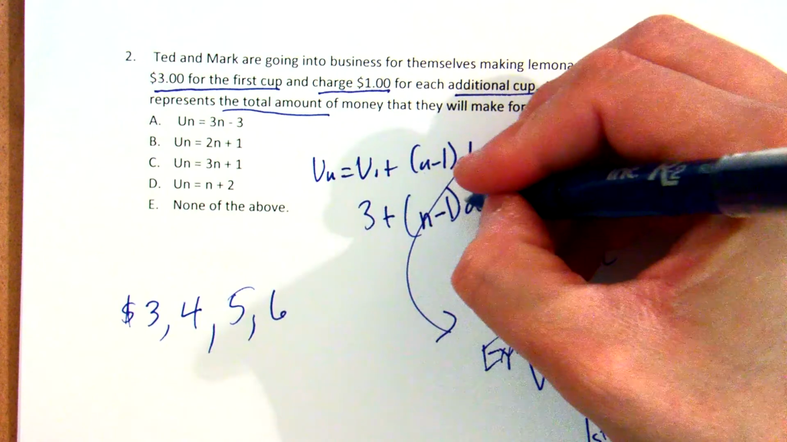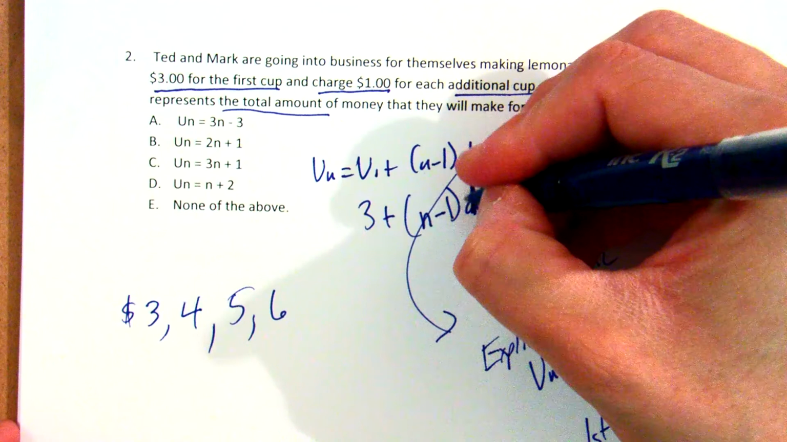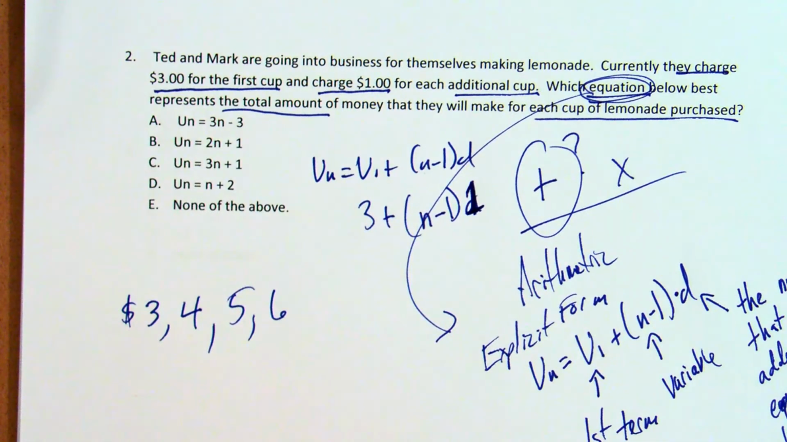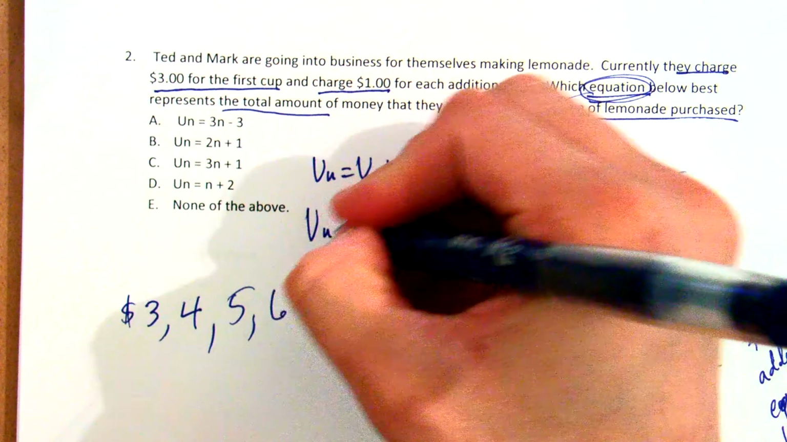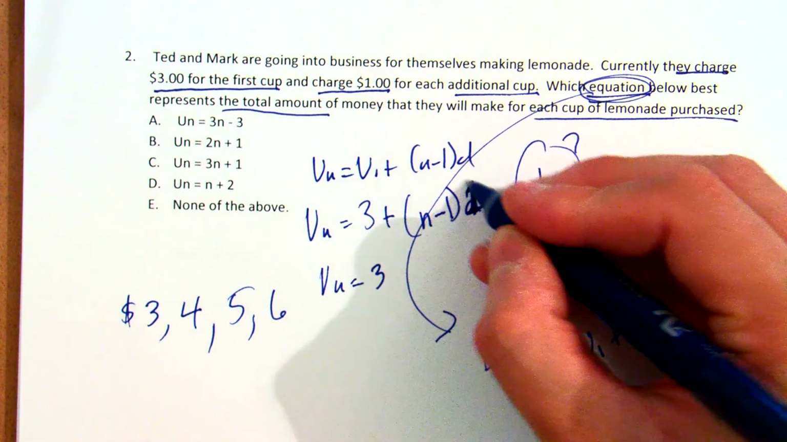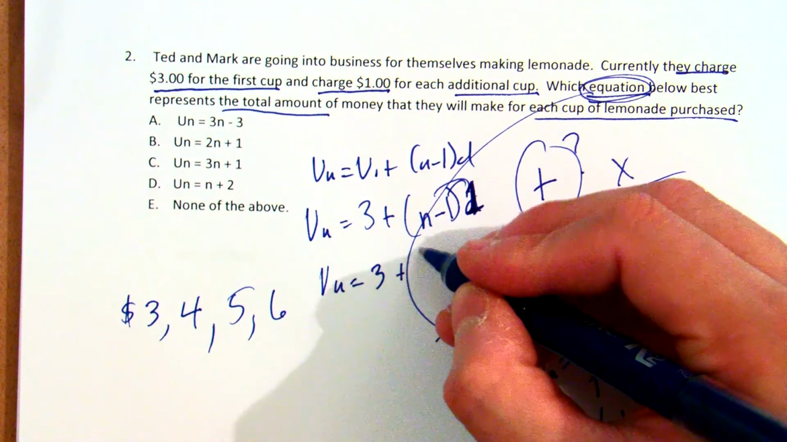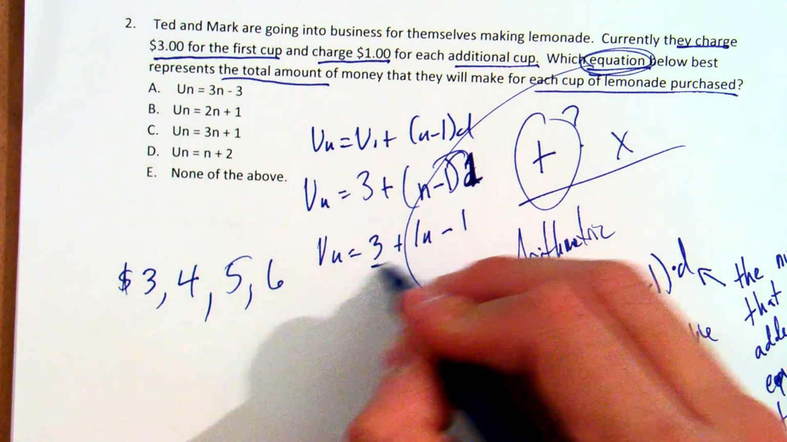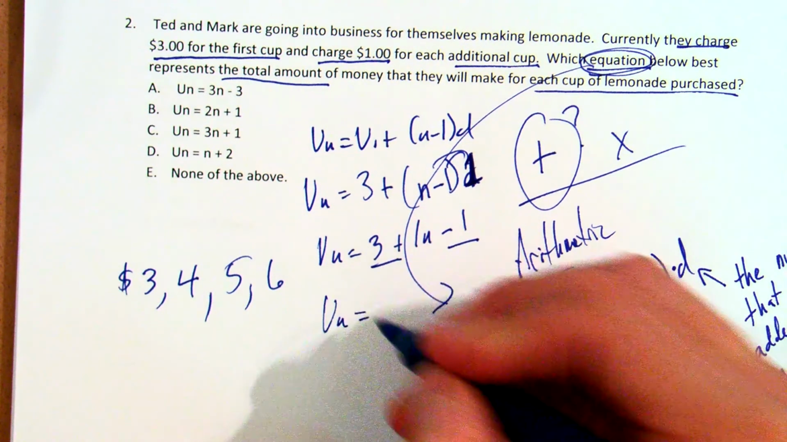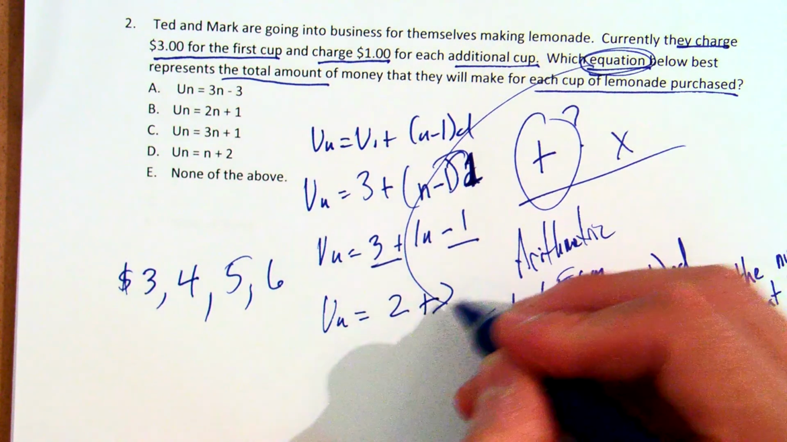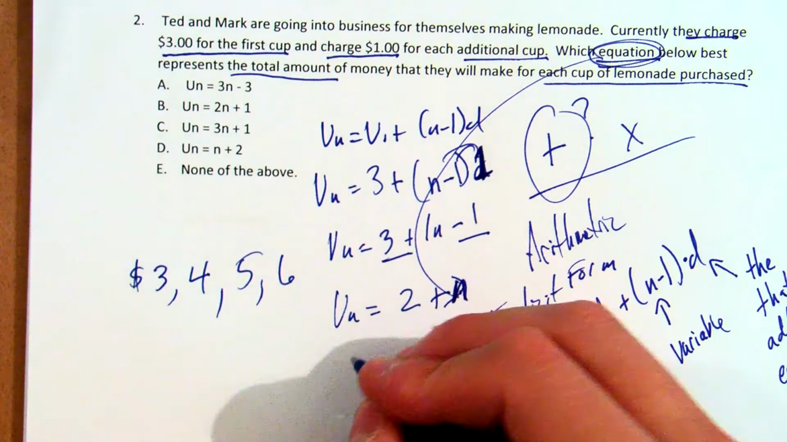Sorry, what was d? $1. And then we just simplify. What does this give me? 3 plus, what is this? And then what do I do now? 2 plus what? n. This is messy.